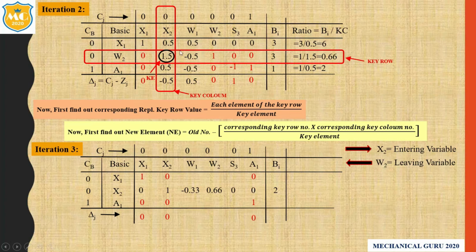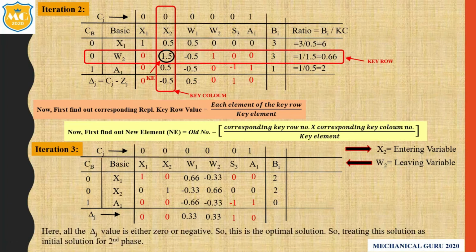Is there any 0? Yes, here. So S3, again the S3 column is as it is, so 0, 0, minus 1, 1. The values are the same. So here we get 0.33, again 0.33, 0.66, minus 0.33, minus 0.66, minus 0.33, again here 2 and 0. So here all the delta J values are 0 and positive.